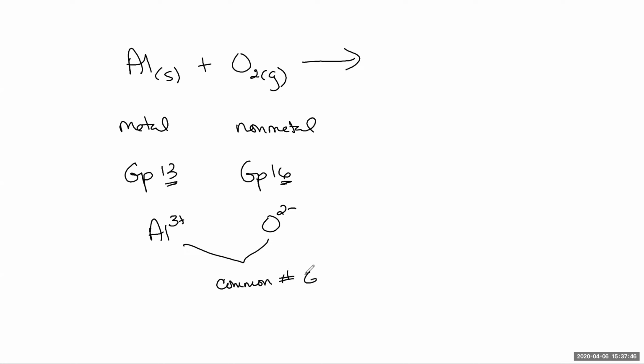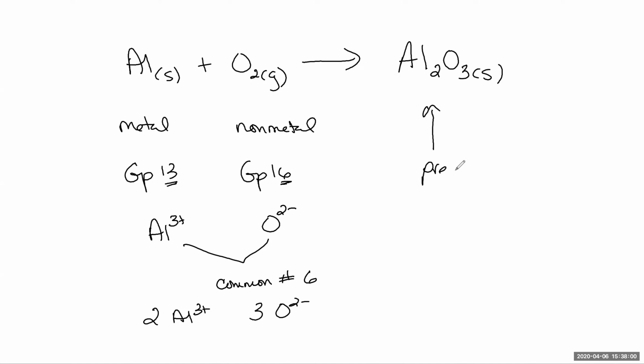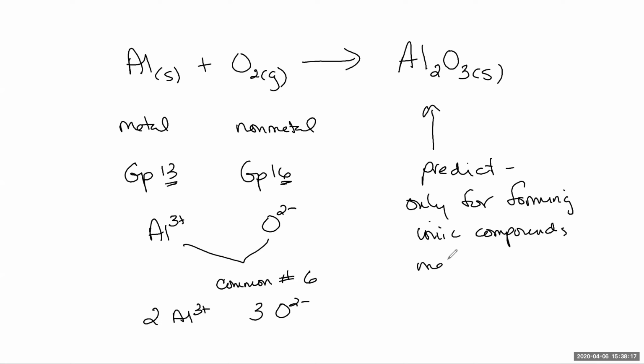Common number is 6, so I'm going to need 2 aluminum, 3 pluses, and 3 oxygen, 2 minuses, but I'm going to write that as Al2O3. So some of these I could ask you to predict, but I'm only going to ask you to predict for the ones that form ionic compounds, forming ionic compounds from a metal and a nonmetal.